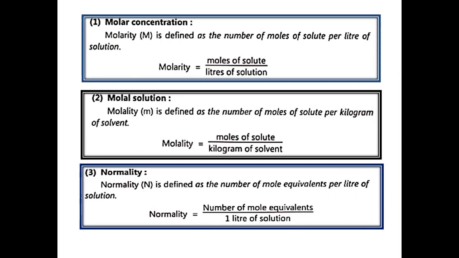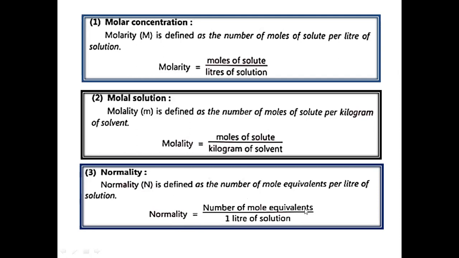Similarly, another type of solution can be considered as a normal solution indicated by capital N. So normality is defined as the number of mole equivalents per liter of solution, or simply in other words, we can also define the normality as equivalent weight of solute dissolved in 1 liter of solution. So that corresponds to one normal solution.